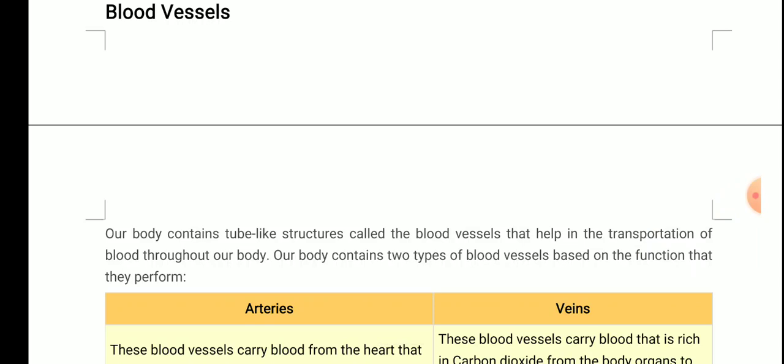Our body contains tube-like structures that are called blood vessels that help in transportation of blood throughout our body. It contains two types of blood vessels based on the function.